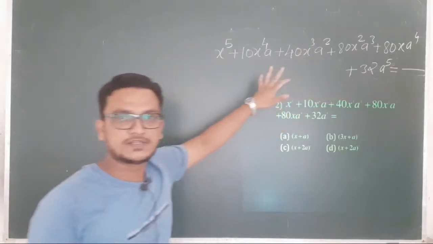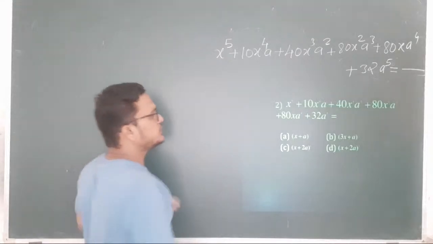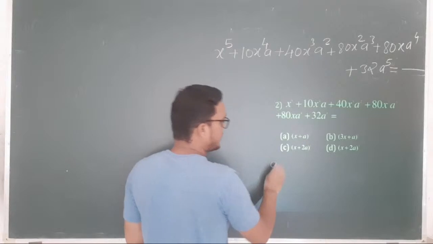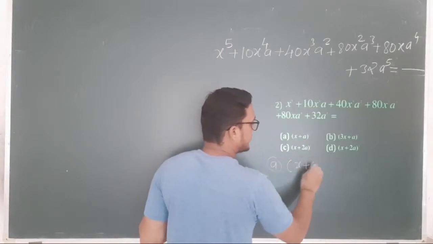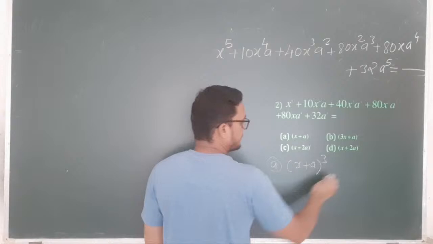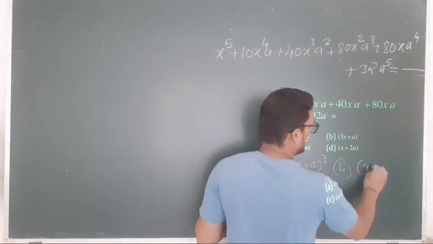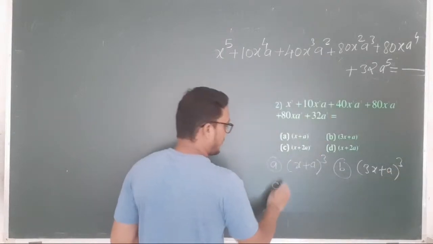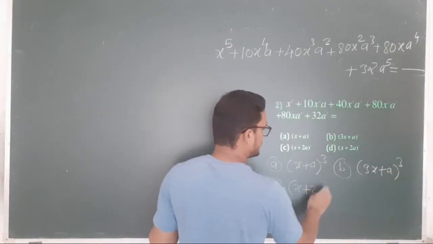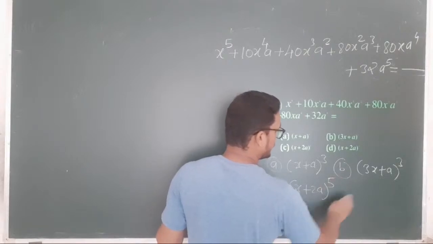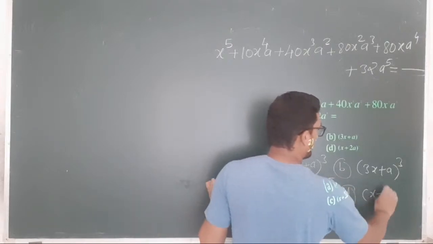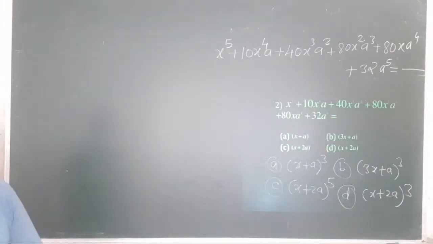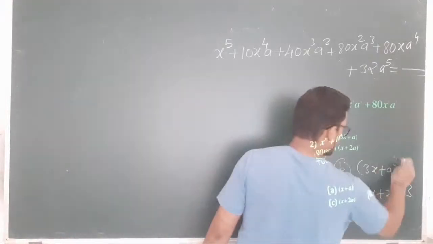So this expansion belongs to which option here? Option A, (x plus a) to the power 3. Option B, (3x plus a) to the power 3. Option C, (x plus 2a) to the power 5. Option D, (x plus 2a) to the power 3. Okay, here in option B the power is 5.